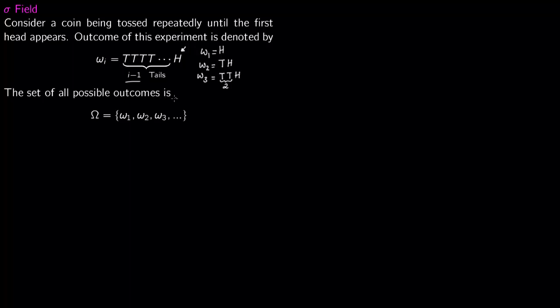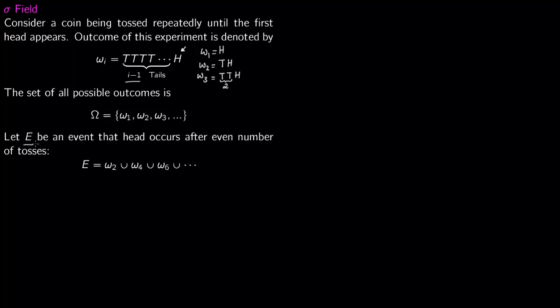So the set of all possible outcomes is this: omega 1, that is you got the head in the first toss; omega 2, you got a tail and then you got a head; omega 3, the first two were tails and then head; and omega I, first I minus 1 were tails and then a head. So this is an infinite sample space. Now you can say, let E be an event that head occurs after even number of tosses. So the head occurs after 2 tosses or 4 tosses or 6 tosses and so on.